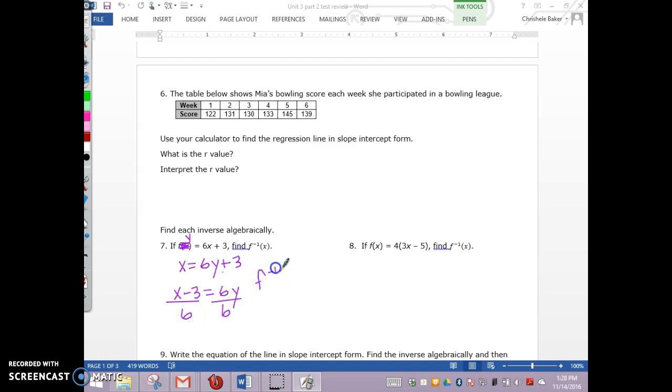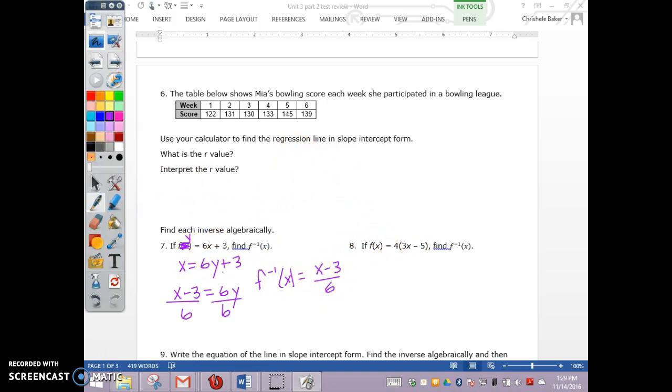So my inverse is (x minus 3) over 6. I see all these opposites. Plus 3, minus 3. Multiply by 6, divide by 6. On number 8, I'm actually going to do it two different ways to show you what you can do.